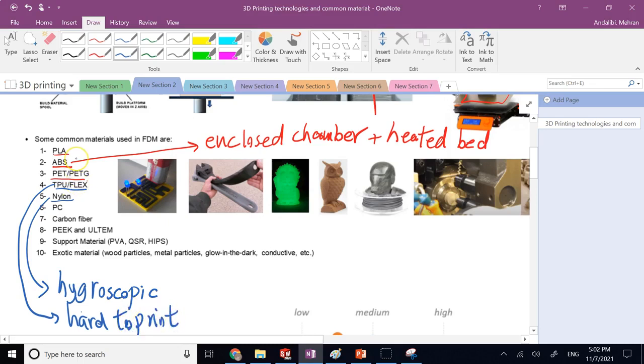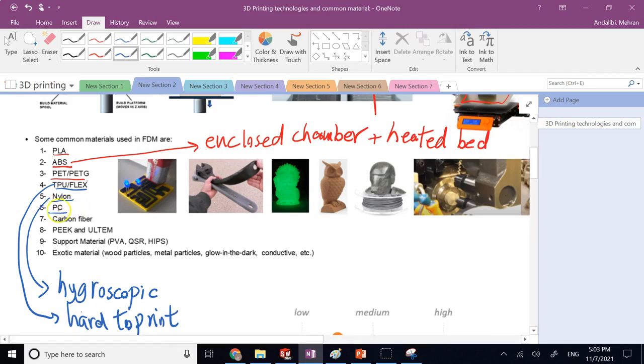TPU is a little bit more expensive than ABS and PLA. Nylon is a little bit more than that. Then we go to plastics with specific properties. One of them is polycarbonate, or PC, an amazing plastic that has very good strength and temperature resistance.